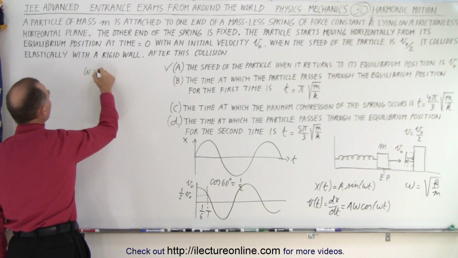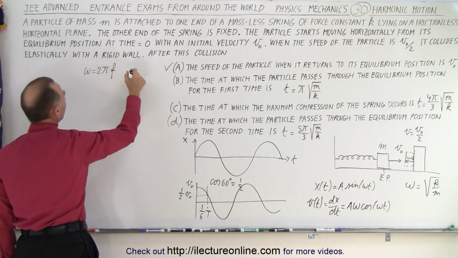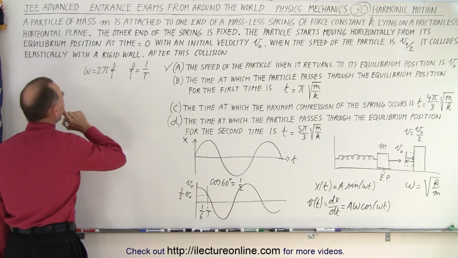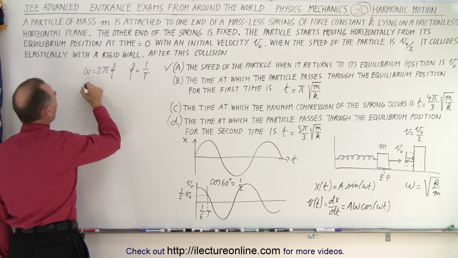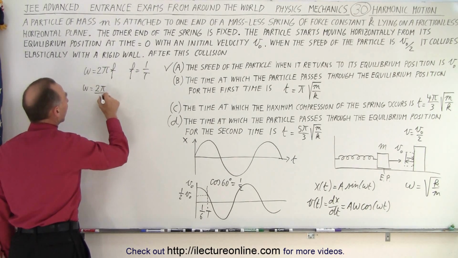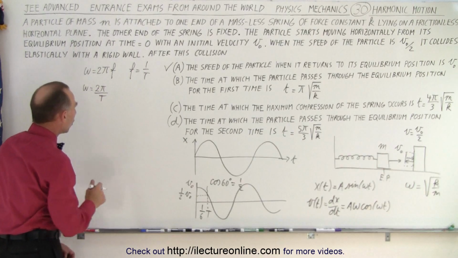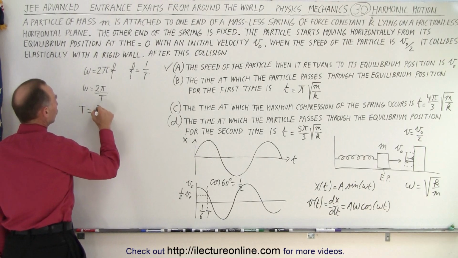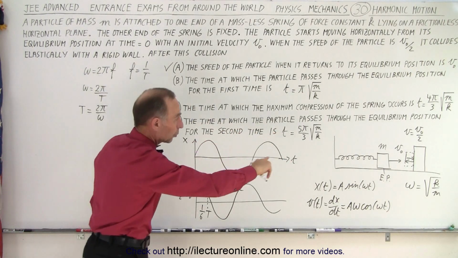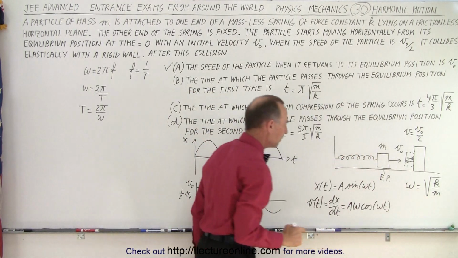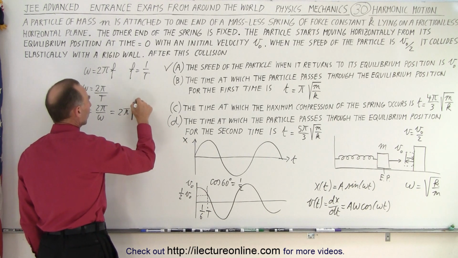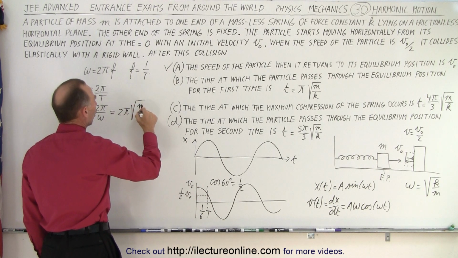We know that omega is equal to 2 pi times the frequency, and we know that the frequency is equal to 1 over the period. So that means that omega is equal to 2 pi divided by the period, or the period is equal to 2 pi divided by omega. Since omega is equal to the square root of k over m, 1 over omega would simply mean 2 pi times the square root of m over k.